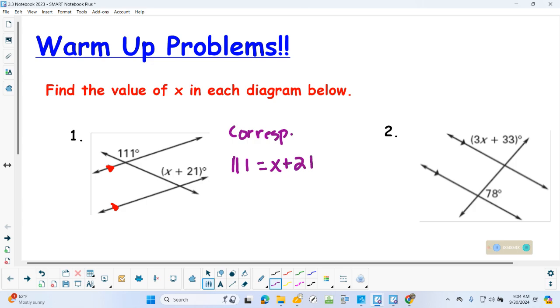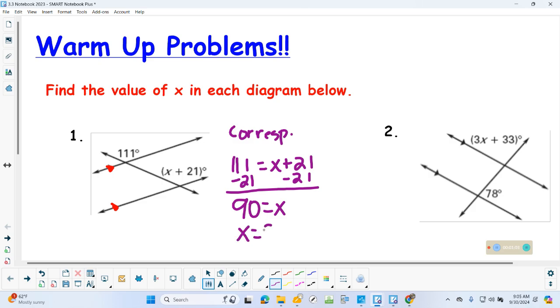I know you guys are great at solving equations. Let's just subtract 21. Okay, and what's 111 minus 21? We're lively today on a Monday morning. You're close on the 80. It's 90 and 90. And hey, this is just me, I always like my answer to read x equals.